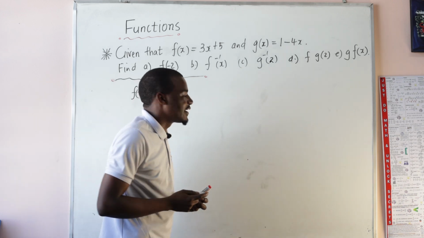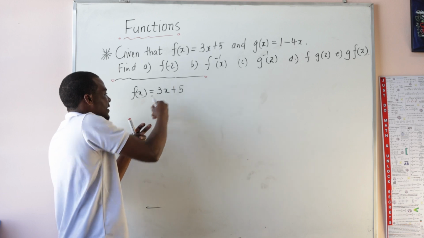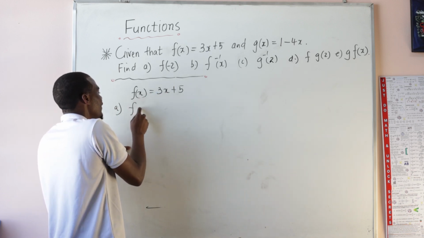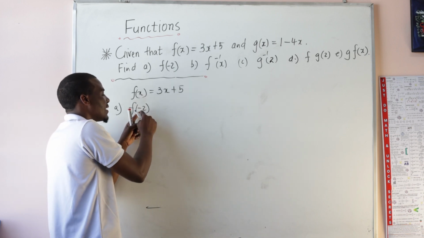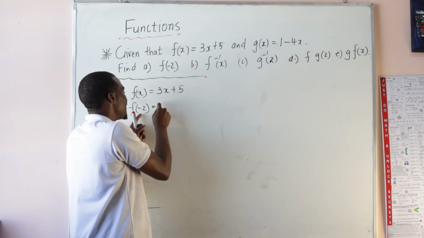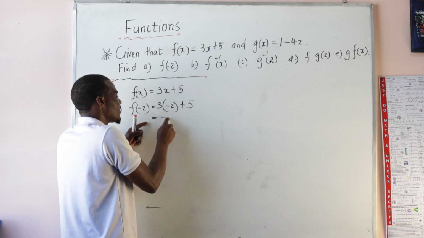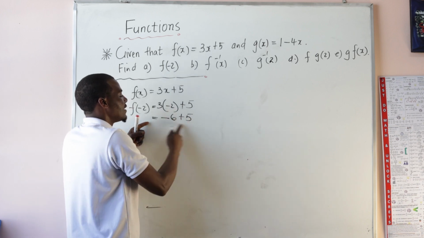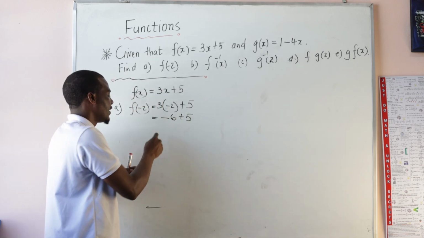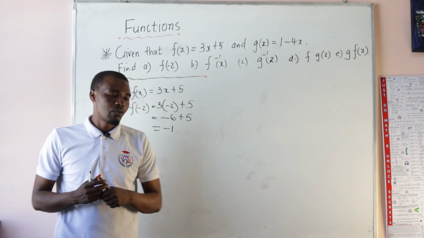If f(x) is given, we can find f of anything by simply substituting that thing wherever there's x. Like in this case, on part A, they say find f(-2). Can you see where there is x, we have replaced it with -2. So it will be 3 times -2 plus 5. If we simplify this, we get -6 plus 5, which straight away gives us -1. So yes, f(-2) is -1.